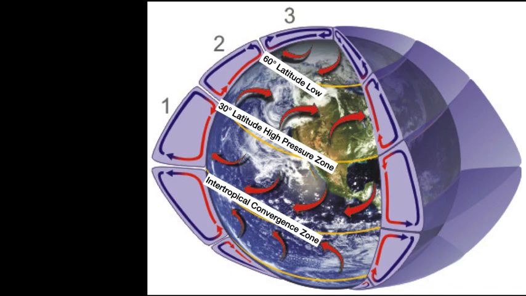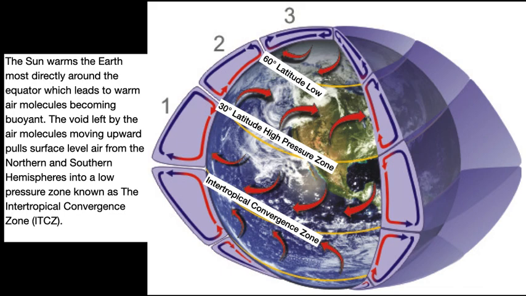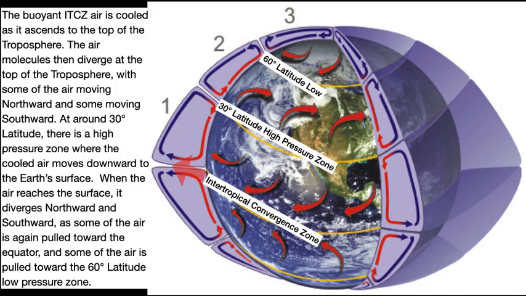Here we have a graphic showing that the sun warms the earth most directly around the equator, which leads to warm air molecules becoming buoyant. And so they move up in the troposphere. And as they move up, they leave a void. The void left by the air molecules moving upward pulls surface level air from the northern and southern hemispheres into a low pressure zone around the equator known as the intertropical convergence zone. And you see that red arrow on the surface moving towards that area, and then the air going up and up into the higher altitudes toward the tropopause.